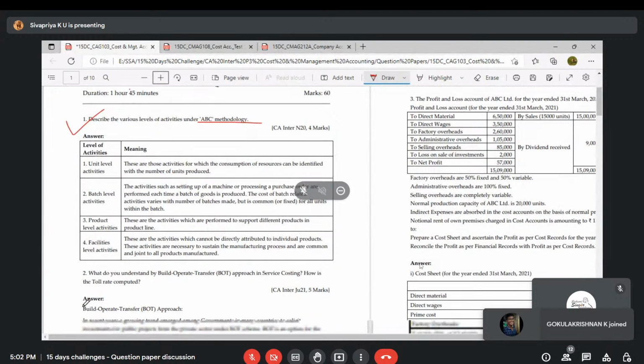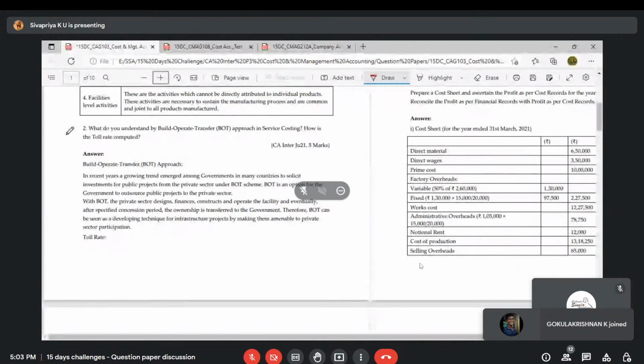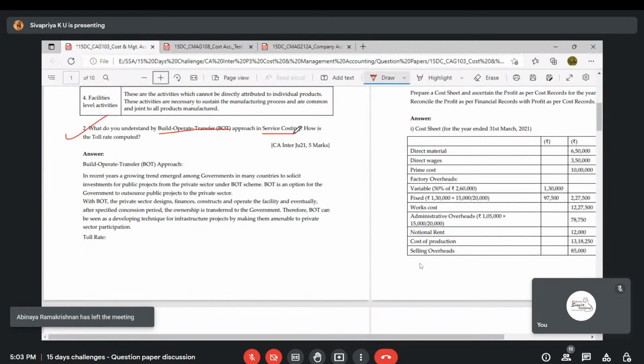Then question number 2. What do you understand by build, operate, transfer approach in service costing? And how is toll rate computed? So this is a 5-mark question for approach. So this is generally done for public projects.